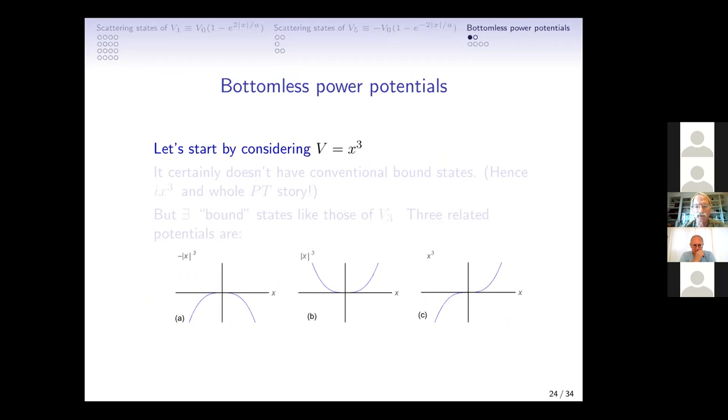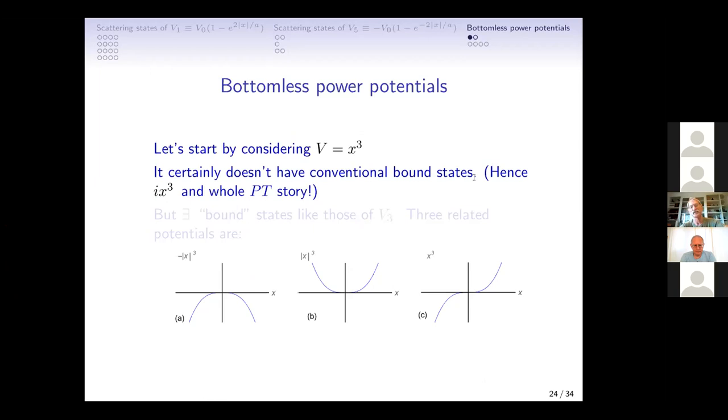So what about power potentials? Somebody asked about the Airy case with x. I won't discuss that, because in order to get the wave functions even to be normalizable, you need to increase the power to at least x cubed. So let's start with x cubed. It certainly doesn't have conventional bound states. That's what we know about. And of course, that's the basic starting point of considering ix cubed itself, and the whole story of PT symmetry basically started with that.